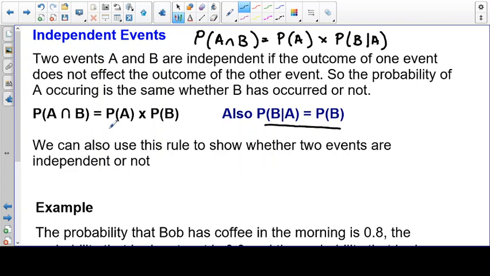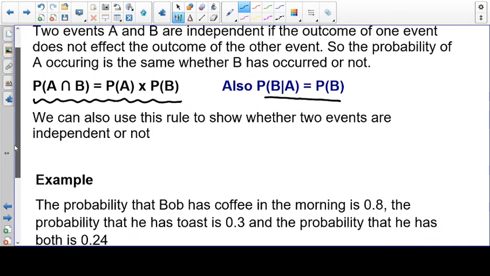The alternative is where they ask you, and they'll do this quite a lot, to prove whether two events are independent or not. What you should never do is assume. That's a common mistake. So only use this rule if you are told that they are independent. Never assume that they are. If you have to show that two events are independent, usually you're going to show that this is true. Alternatively, you need to show that this is true.